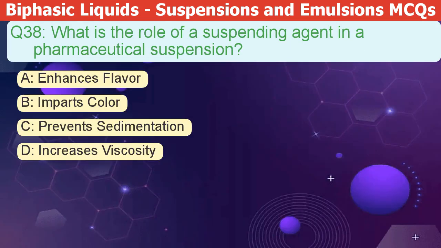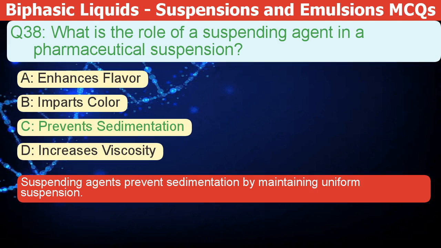What is the role of a suspending agent in a pharmaceutical suspension? A. Enhances flavor. B. Imparts color. C. Prevents sedimentation. D. Increases viscosity. The correct answer is C. Suspending agents prevent sedimentation by maintaining uniform suspension.